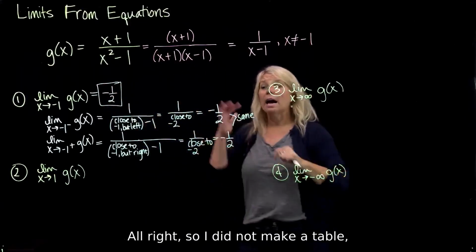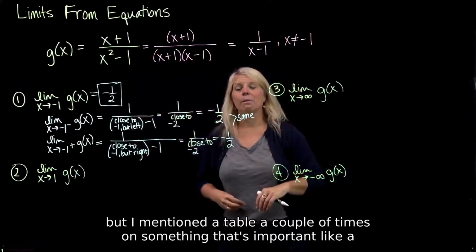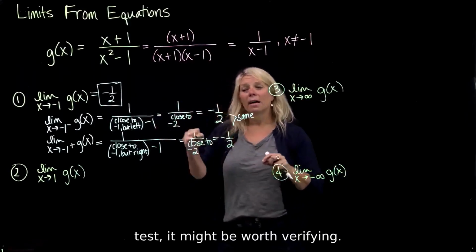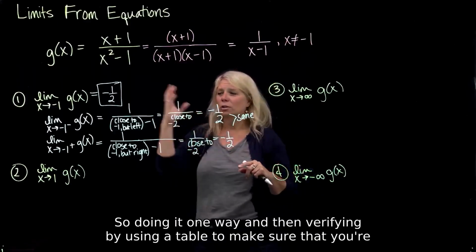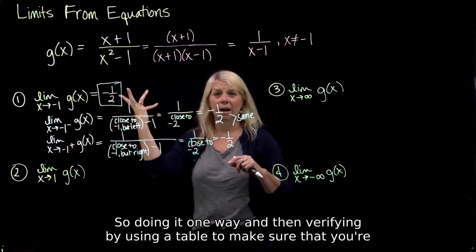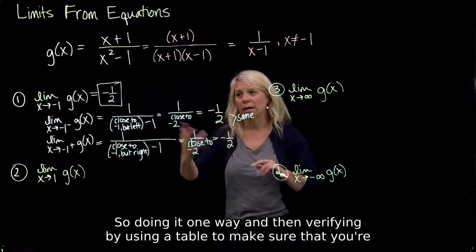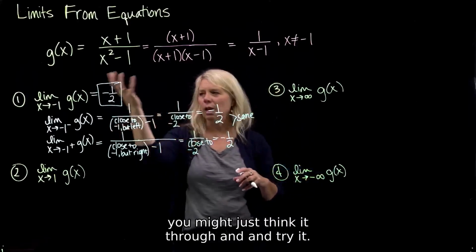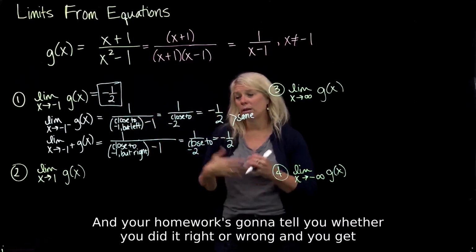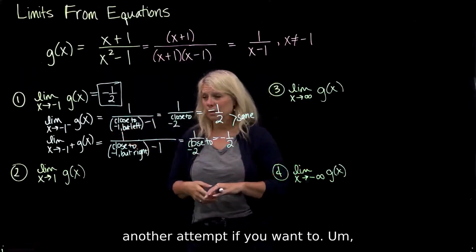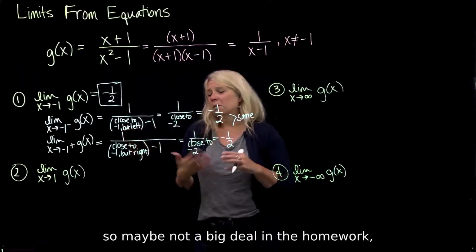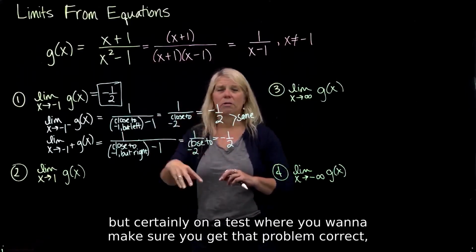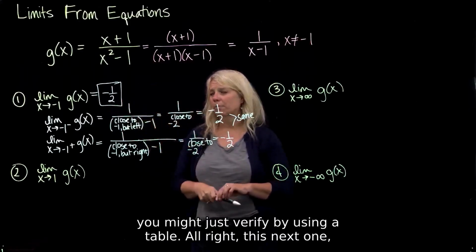All right, so I did not make a table, but I mentioned a table a couple of times. On something that's important like a test, it might be worth verifying. So doing it one way and then verifying by using a table to make sure that you're getting those same values. If it's just homework, you might just think it through and try it, and your homework's going to tell you whether you did it right or wrong, and you can get another attempt if you want to. So maybe not a big deal on the homework, but certainly on a test where you want to make sure you get that problem correct, you might just verify by using a table.